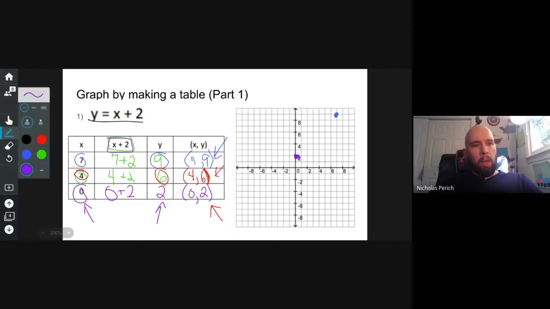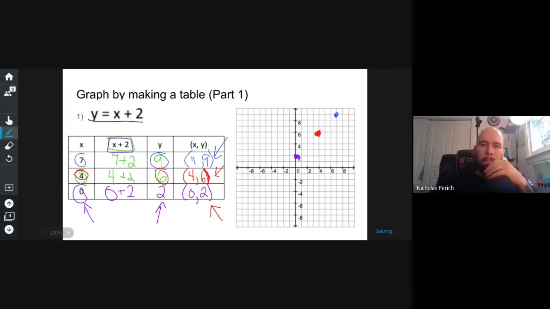I just now noticed that my red dot is in the wrong spot. Should be there. No, it should be red. No.